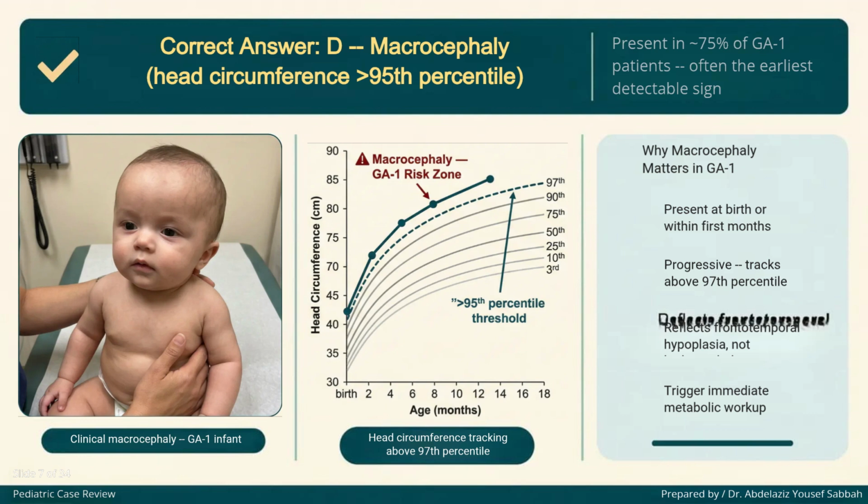It can be present at birth or develop within the first months of life. The macrocephaly is progressive and typically tracks above the 97th percentile. Importantly, it reflects frontotemporal hypoplasia with expanded cerebrospinal fluid spaces, not hydrocephalus. This finding should trigger immediate metabolic workup, including urine organic acids and plasma acylcarnitine profile.